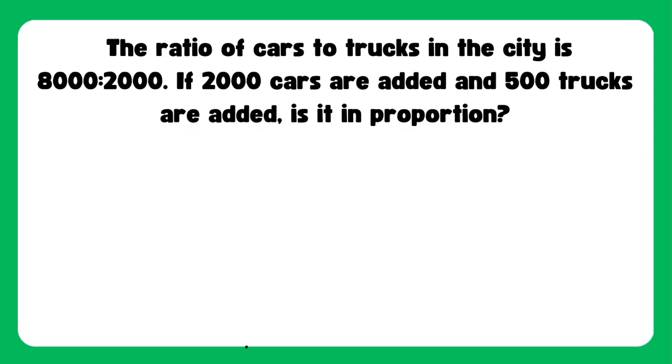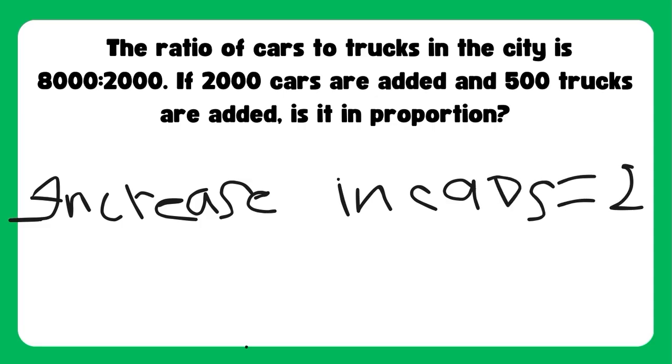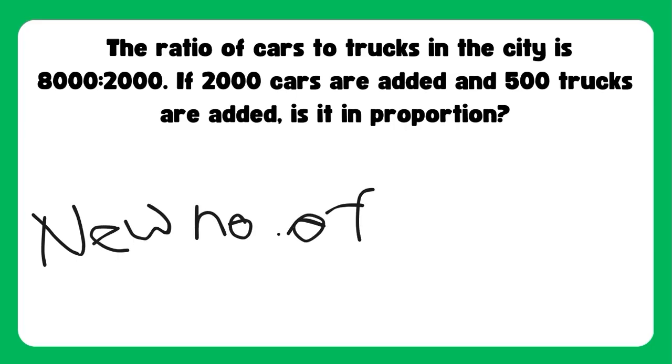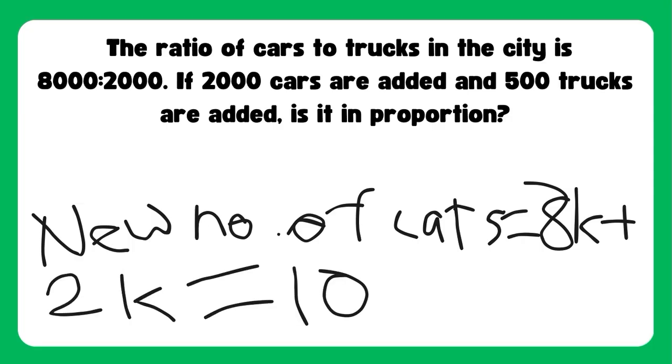Now increase in cars is equal to 2,000. Okay, 2,000. And so now we will write the new value of cars. New number of cars is equal to 8,000. I can't fit it, so I'm going to put 8k plus the 2,000 that were added, so 2k, which is going to give us 10k.